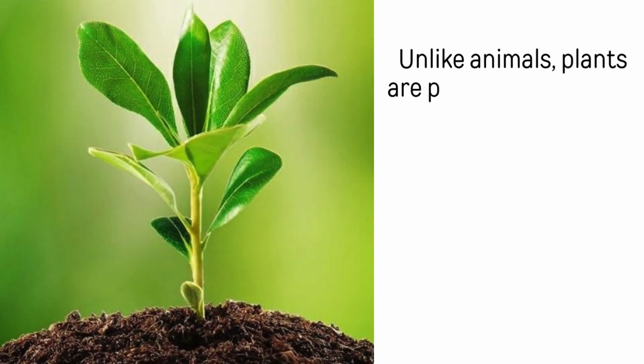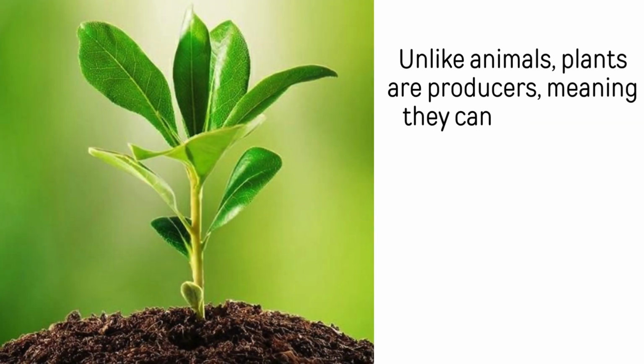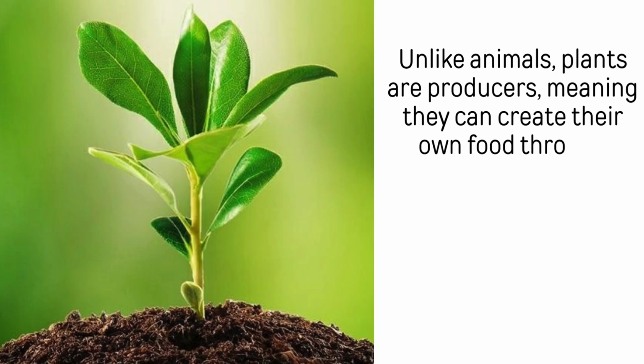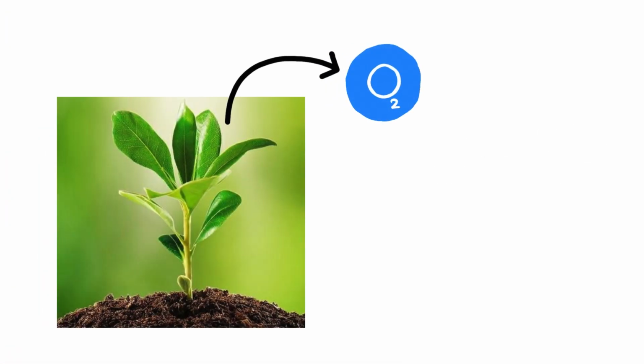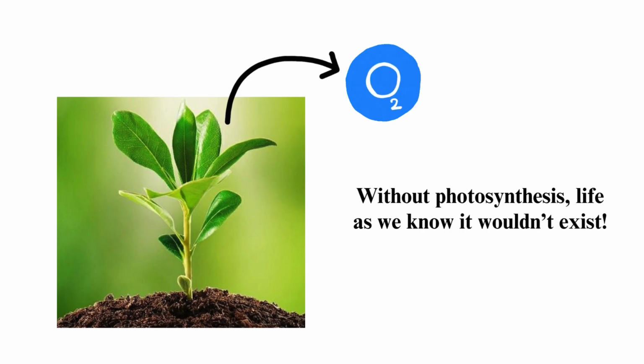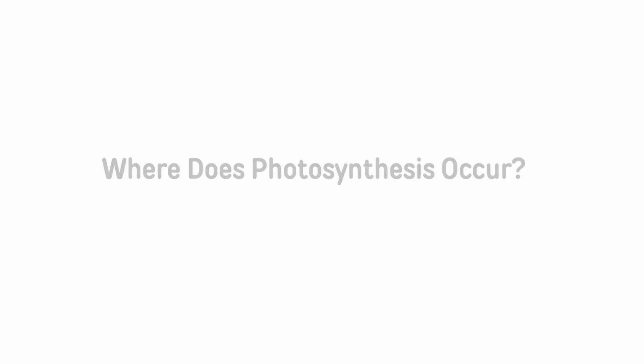Unlike animals, plants are producers, meaning they can create their own food through photosynthesis. In doing so, they release the oxygen we breathe. Without photosynthesis, life as we know it wouldn't exist.